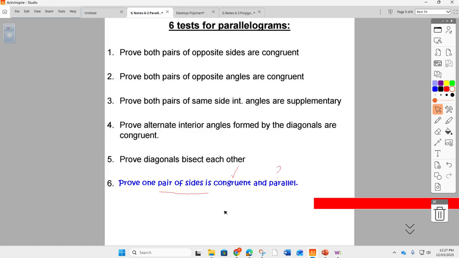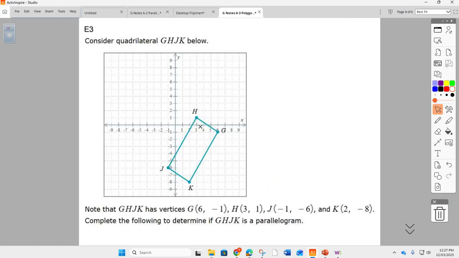Remember, just because it looks like it's a parallelogram doesn't mean it's a parallelogram. So I'm going to draw them all so they look like parallelograms. We have to prove it. All right, so these are the ordered pairs they give you here. It's already plotted.